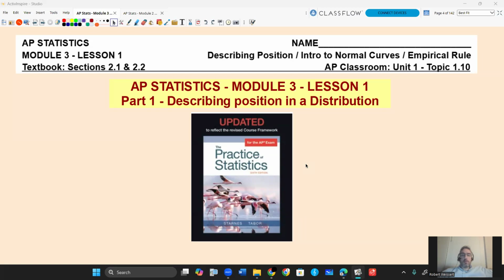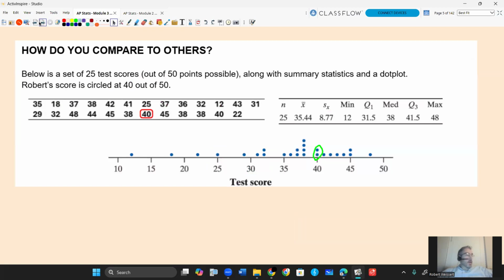We're going to be talking about two things. We're going to break this video up into two parts. So this first part is going to be talking about describing position in a distribution. So let's first talk about a couple of test scores.